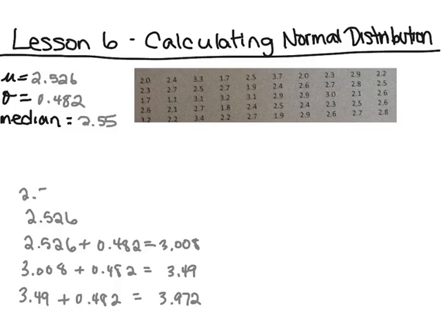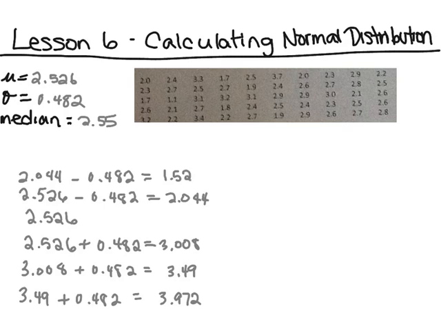Now we have to go to the left. So 2.526 subtract 0.482 is 2.044. 2.044 subtract 0.482 is equal to 1.562, and 1.562 subtract 0.482 is 1.08. So these are going to be our intervals.